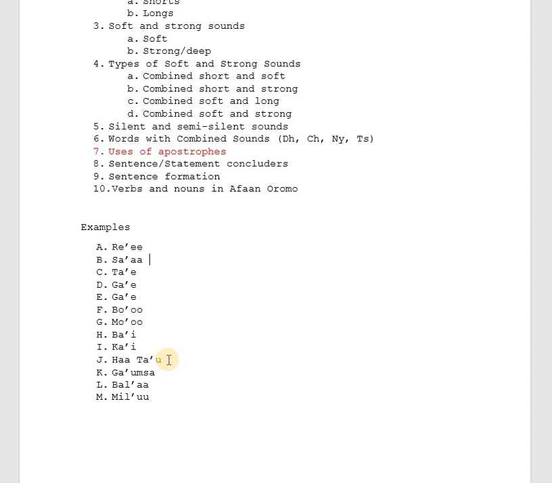Very important examples are these last two. Imagine if you don't have the apostrophe in between them. Bal'a could have been bala. Bal'a, bala. So these are two different words. Bal'a means wide in Oromo. Bala means accident. So two different things.